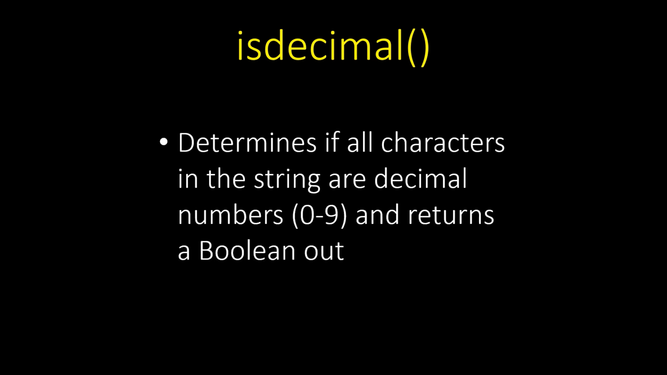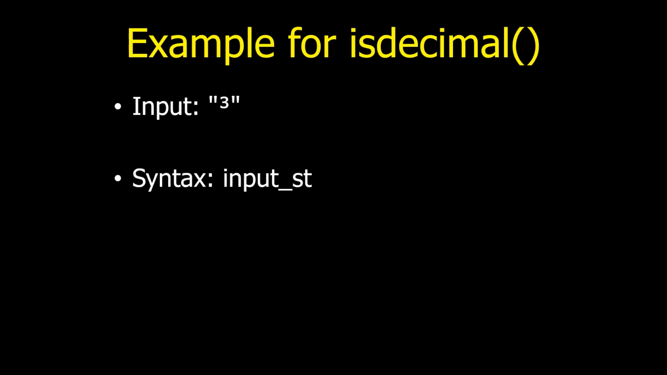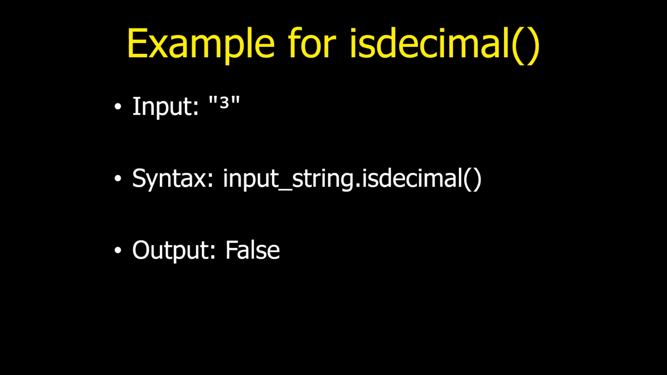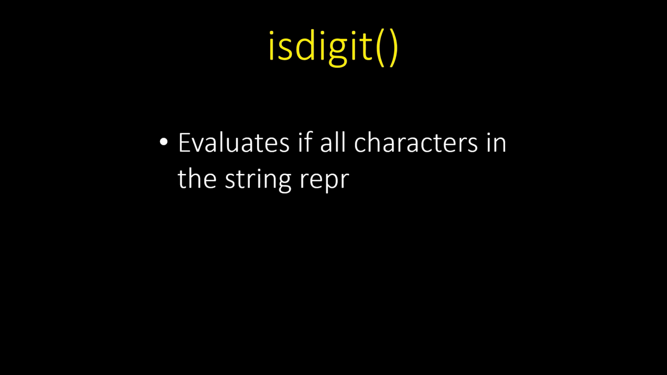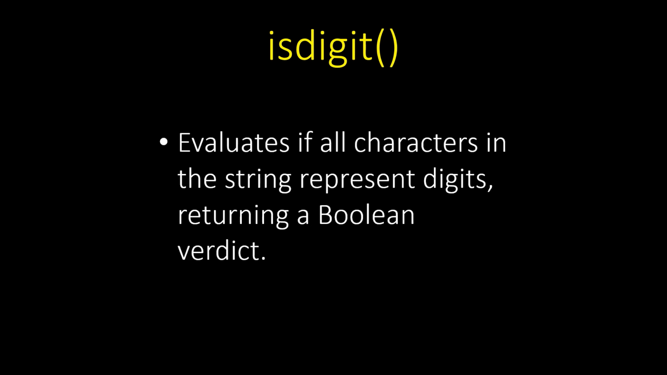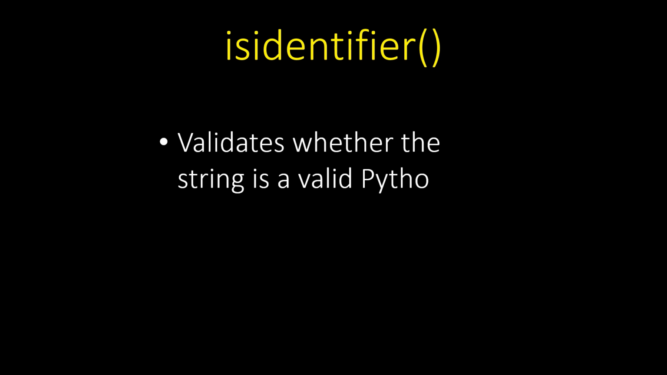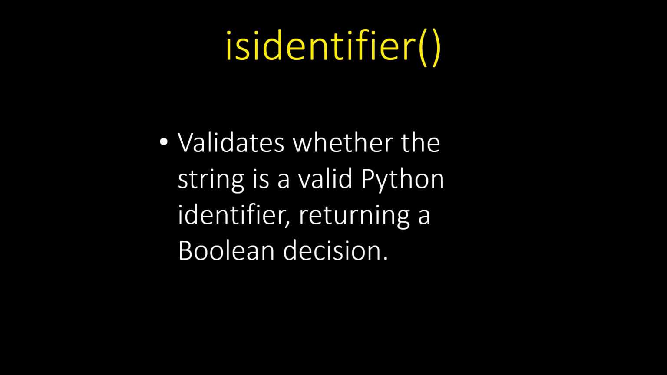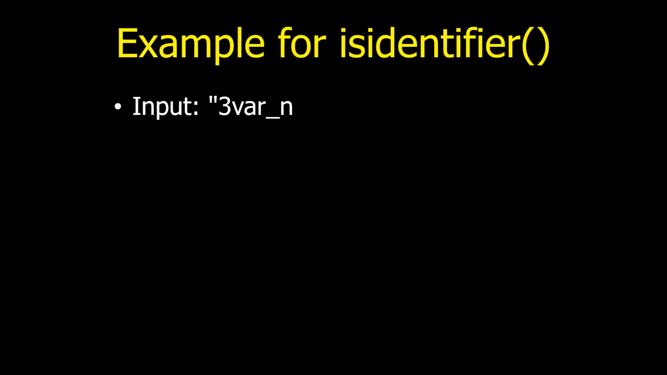Using isdecimal, we can determine if all characters are decimals. The superscript 3, cubed, interestingly returns false. But if you check the same character with isdigit, it returns true. Next up, isidentifier. This checks if a string can be a valid Python identifier. For "3var_name", it's false as identifiers shouldn't start with numbers.